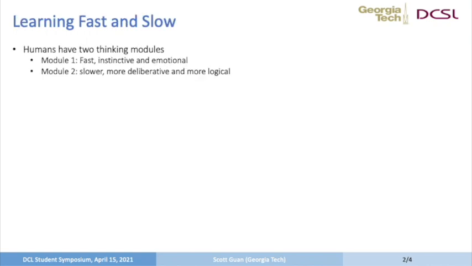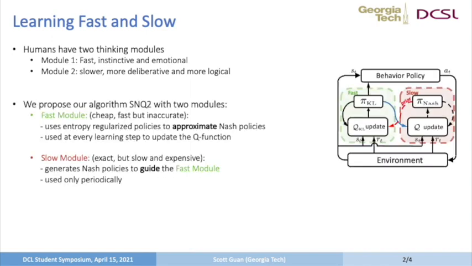We address the computation issues in multi-agent learning through a learning fast and slow idea. Humans have two thinking modules. The first one is a fast, instinctive, and emotional module. The second one is slower, more deliberative, and more logical. This motivated us to propose our algorithm, SNQ2, or SoftNashQ2, that also has two modules.